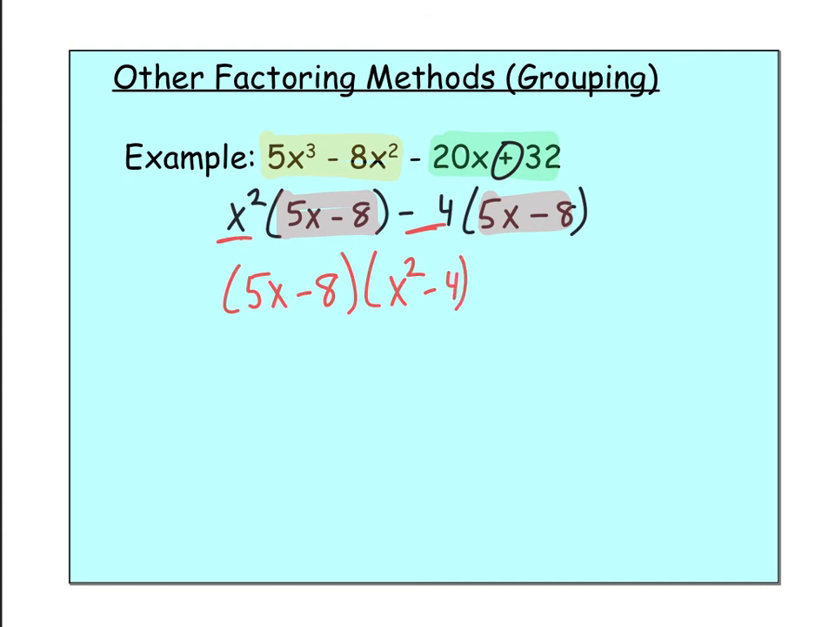Okay, now let's be careful here. Let's not completely say we're done, because x squared minus 4 here is the difference of perfect squares, right? So the 5x minus 8 is a factor, but x squared minus 4 can be broken down into x plus 2 times x minus 2. Now we're completely factored all the way down to prime factors.